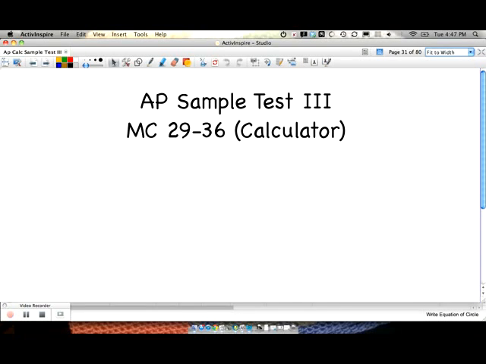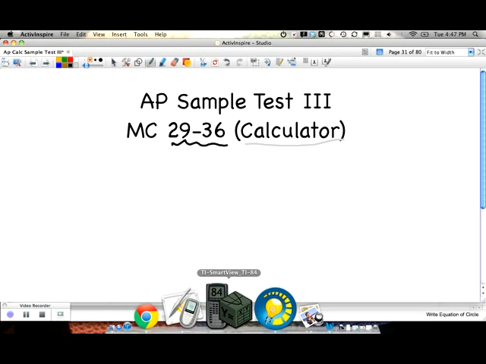The name of the game is Calculus, and today we're going to use a calculator. So we're doing the second half, numbers 29 through 36. This portion of the test you are allowed to use a calculator, but you'll notice that there's a lot of questions that you don't really need them.